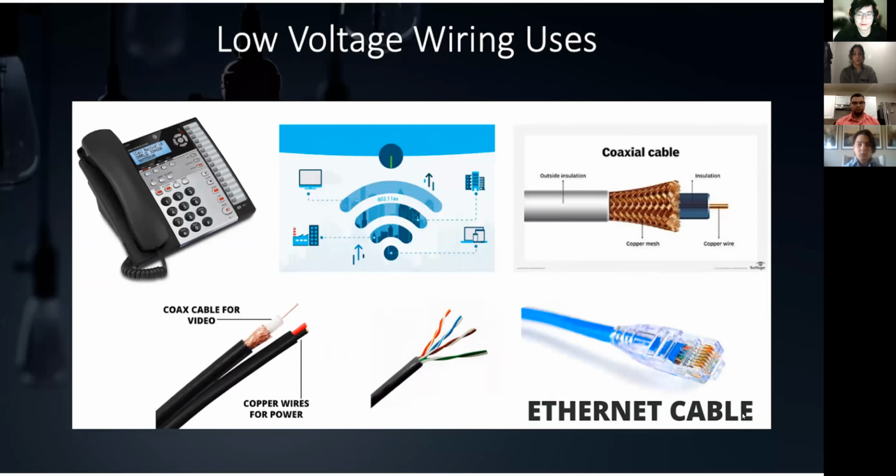So here are some low voltage wiring usages. Your house phone will be considered low voltage wiring. Then your internet, cable, Ethernet, and security systems will also be considered low voltage wiring.